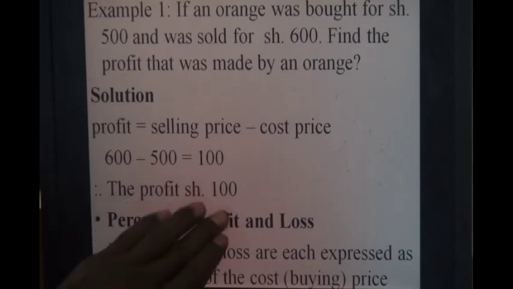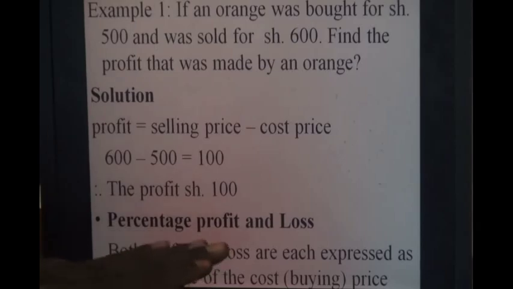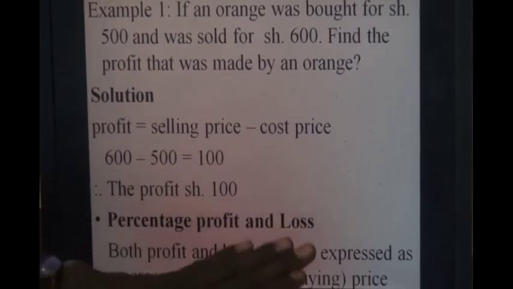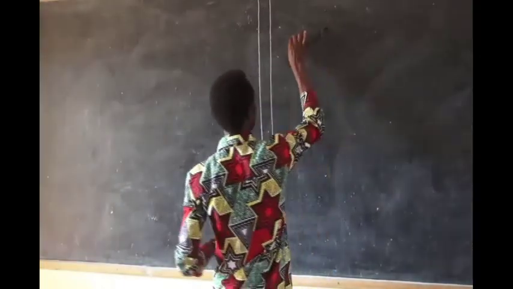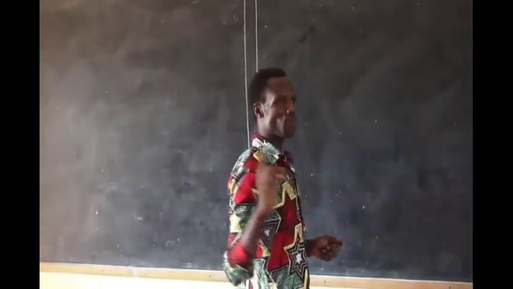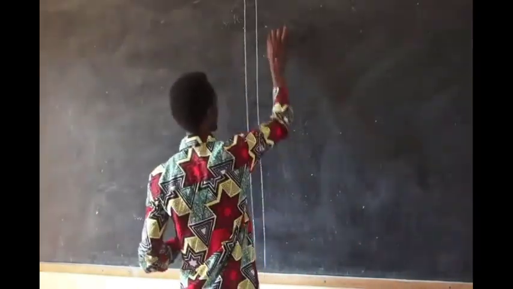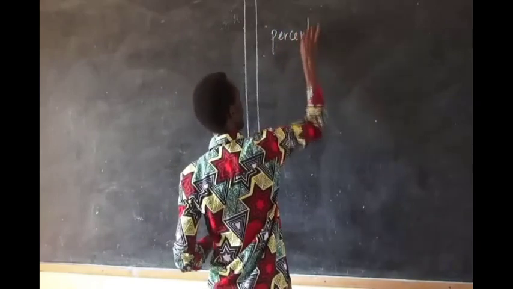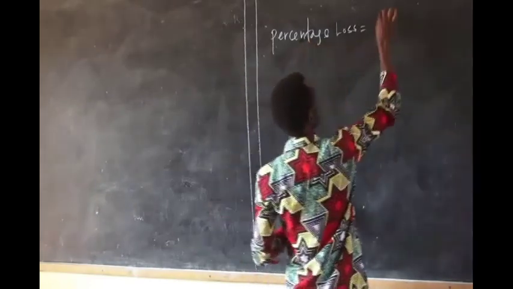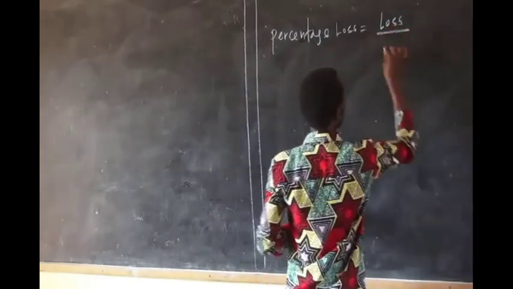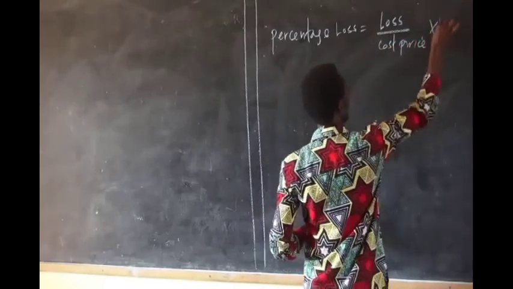We have that the profit is 100. How can we express this one? Let us see how to express profit and loss in terms of percentage. As I said, loss and profit can be expressed in terms of percentage. Now let us see how this can be expressed as a percentage. We just have percentage loss. Percentage loss is equal to loss over the cost price, times 100%.